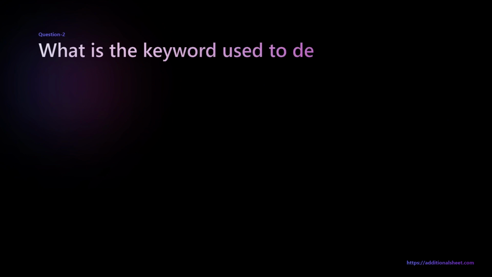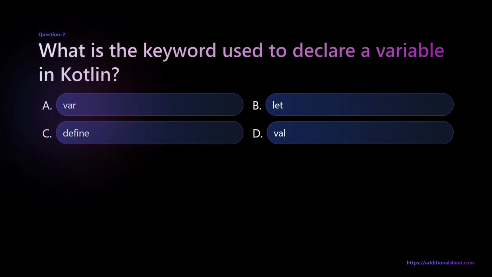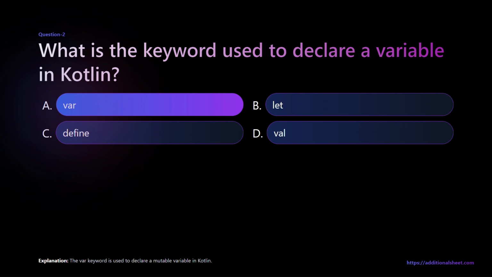What is the keyword used to declare a variable in Kotlin? Option A, var. Option B, let. Option C, define. Option D, val. The correct answer is Option A, var.